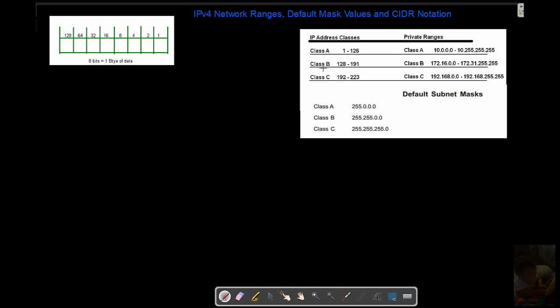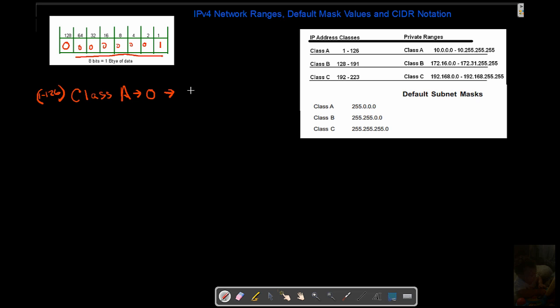Now, whenever we get a class assigned based on the initial bit pattern that we see, devices can quickly associate a default mask value. So what are we talking about here? Well, let's remember that we have a class A. A class A has a beginning bit pattern of 0. If it starts with a 0 in this bit pattern, the value will be no higher than 127. If all of these bits are on, we're at 127. If all of these bits are off down to this point, then we're dealing with 1. So, class A, 1 through 126, has a beginning bit pattern of 0.